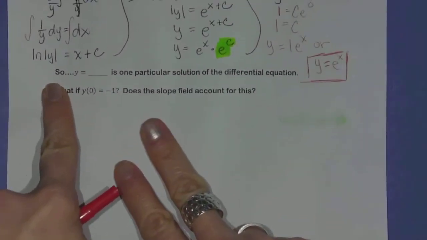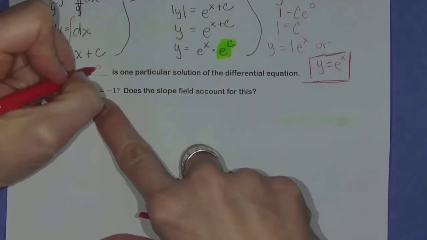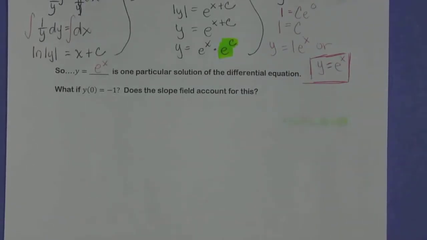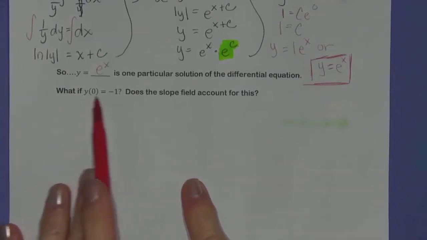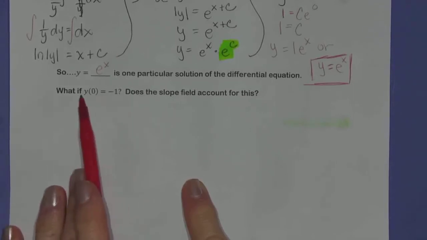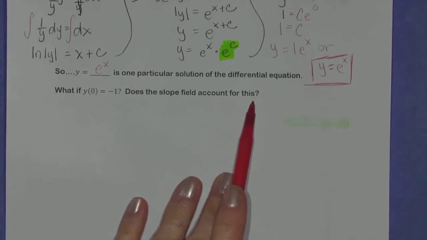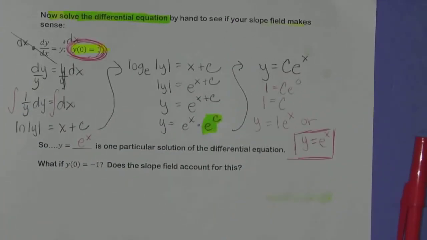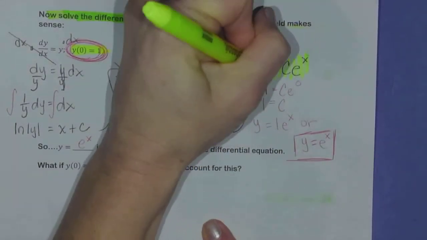It says, so y equals, and I'm going to write this answer here, y equals e to the x is one particular solution of this differential equation. Now, the last part says, well, what if you had a different point? What if y of 0 was negative 1? Does the slope field account for this? Well, let's see. Let's go back to our generic solution right here.